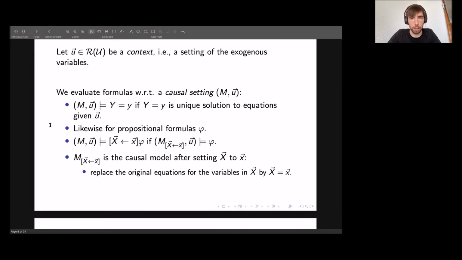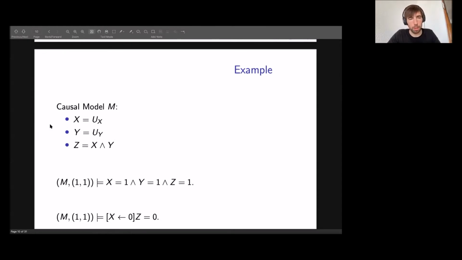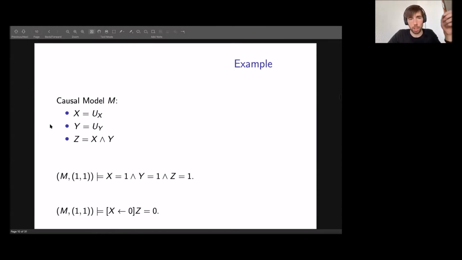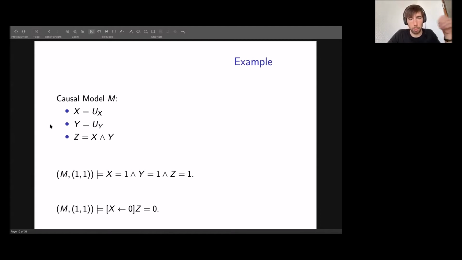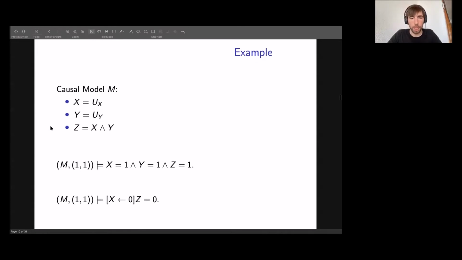There's an example next to make this clear. A very simple example, a causal model with 3 equations and 2 exogenous variables. If I don't mention this, it should be obvious from the context that the variables are binary. That's just for simplicity. Now, if this is our model, and we're looking at a context in which Ux and Uy both get value 1, then it's clear that this causal setting satisfies X, Y, and Z being 1. If we now intervene and set X to 0, the top equation goes away, we just state X equals 0, and we then forward track all the consequences of that, one being that Z equals 0.